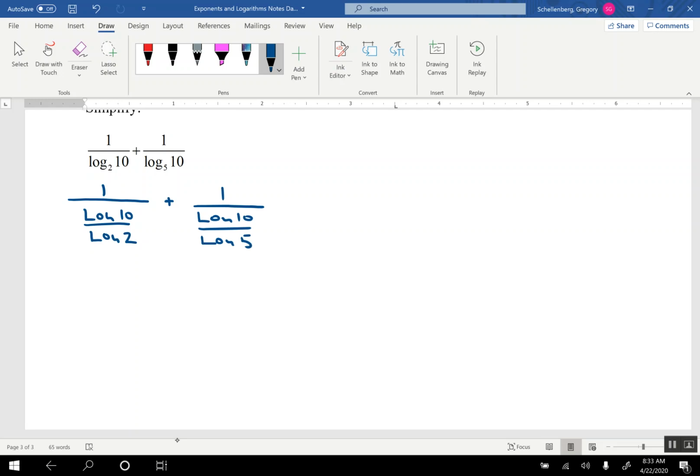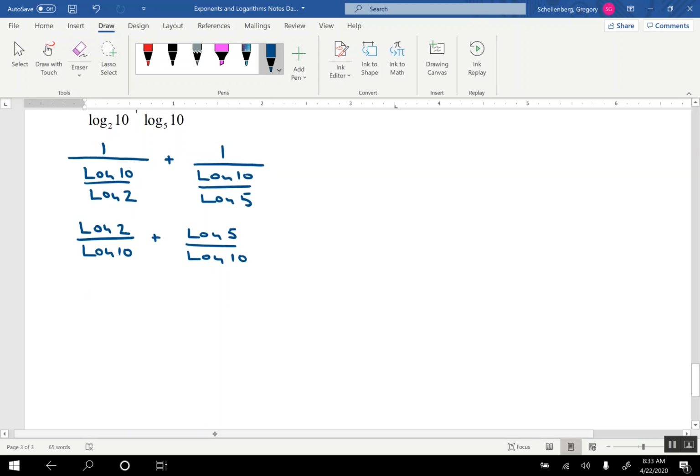So we can reciprocate these or flip them. The first expression becomes the log of 2 divided by the log of 10. And then we've got the log of 5 divided by the log of 10. We've got a common denominator, so we can combine the numerators. That's going to be the log of 2 plus the log of 5, all divided by the log of 10.